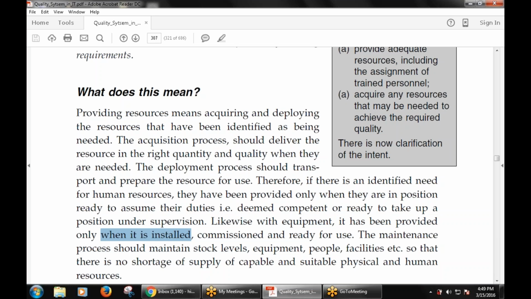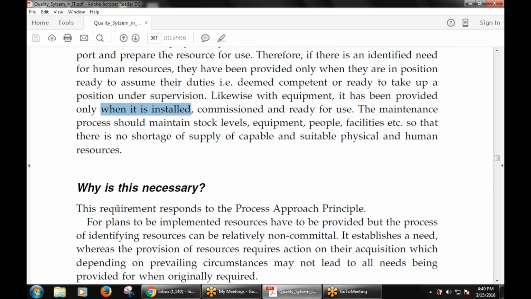So the process should maintain the stock level, whatever data, equipment, people and facilities are required, so that there is no shortage in the supply of capable and suitable physical and human resources. There should be no shortage of the capable resources required, both physical and human.